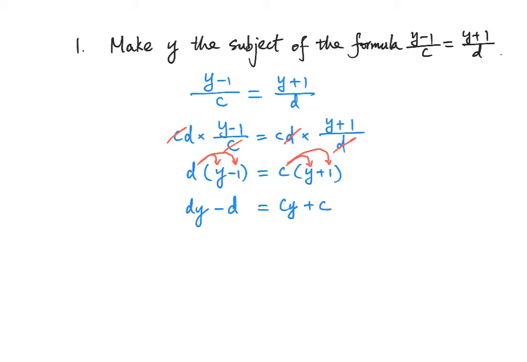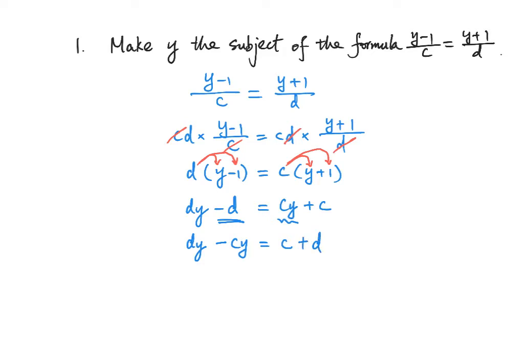So we are going to group the like terms together. dy, I keep it on the left and move cy to the left. Change sign, change operation. Here addition changes to subtraction, minus cy. And I keep c on the right, so just copy it down, and move minus d to the right. Change sign, change operation. Here subtraction changes to addition, c plus d.